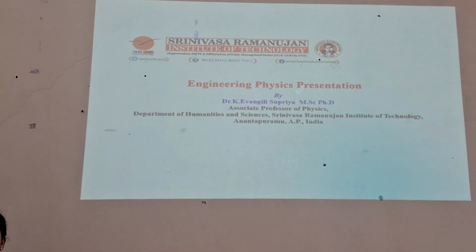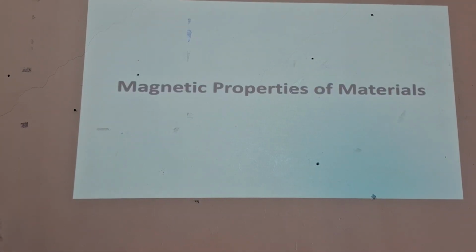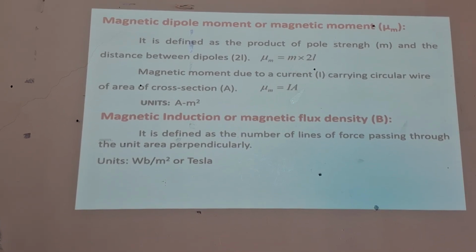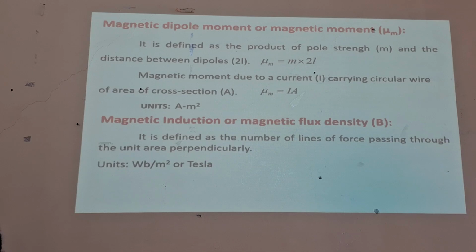Today I am going to give you a video lecture on Engineering Physics, Unit number 3, Dielectric and Magnetic Materials. So firstly we will study about the magnetic properties of materials. We should know some basic terminology in magnetic materials. First one is magnetic dipole moment or magnetic moment.